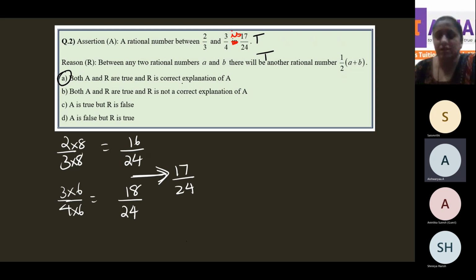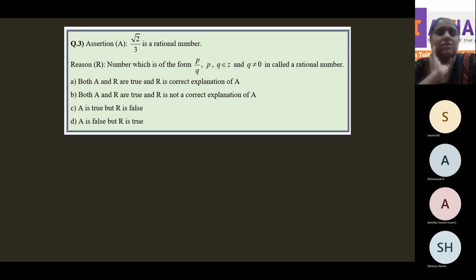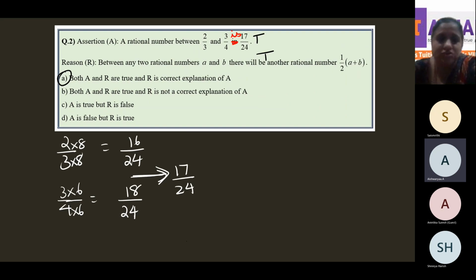Yes, ma'am. Take a picture. Taken, ma'am. Square root of 2 by 3 is a rational number. Is that true? Excuse me, ma'am, can you please show the question too? I didn't take the screenshot. Sure. Thank you, ma'am.